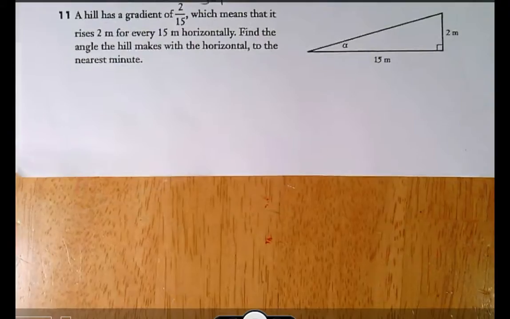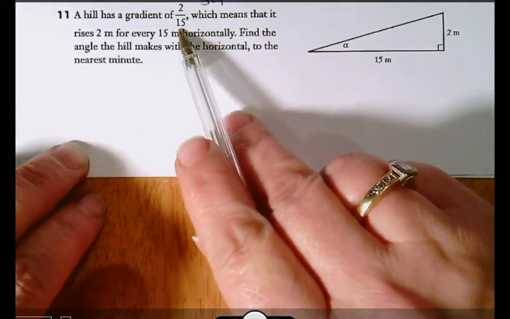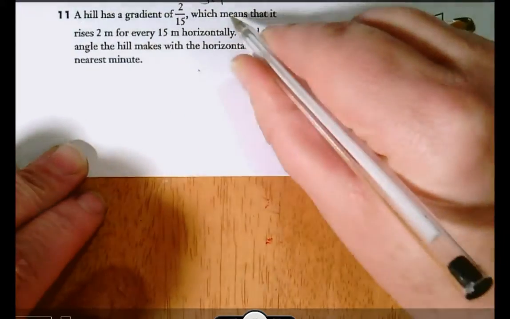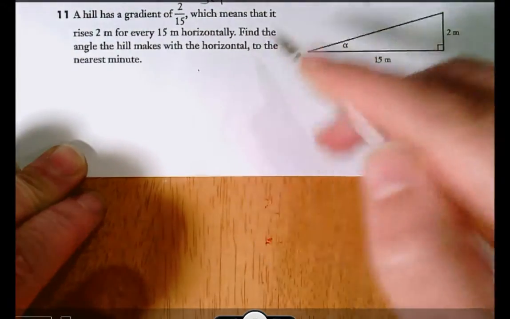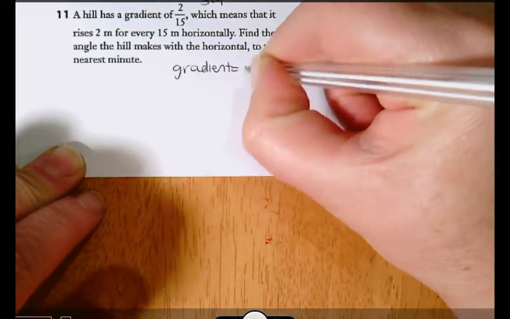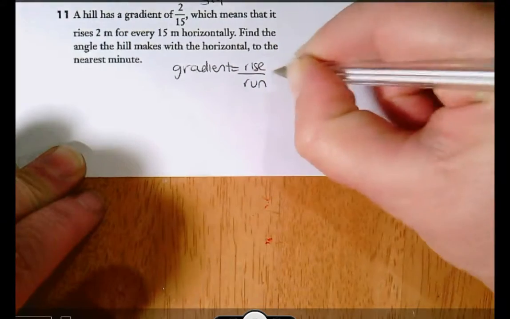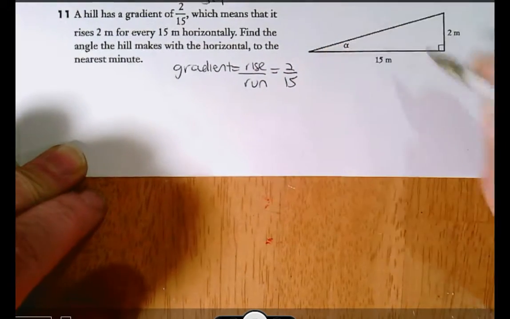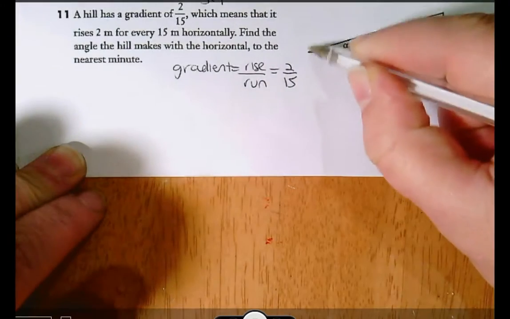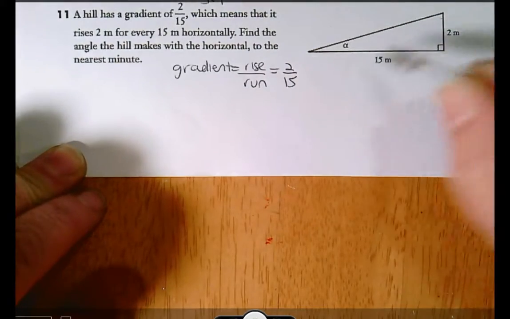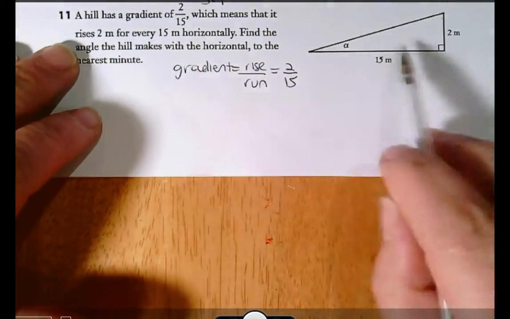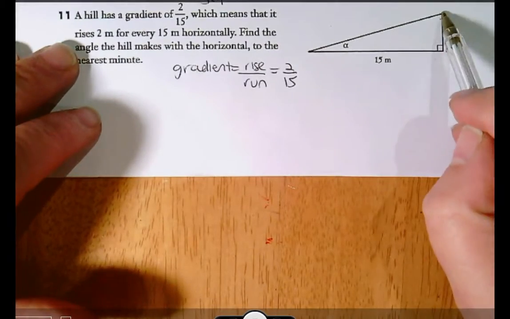Question 11. A hill has a gradient of 2 over 15. Now remember that gradient is rise over run. So if the gradient's 2 over 15, it rises 2 for every 15 run, or we could have said rise to 15 run. Which means that it rises 2 meters for every 15 meters horizontally. So 15 meters horizontally, 2 meter rise.